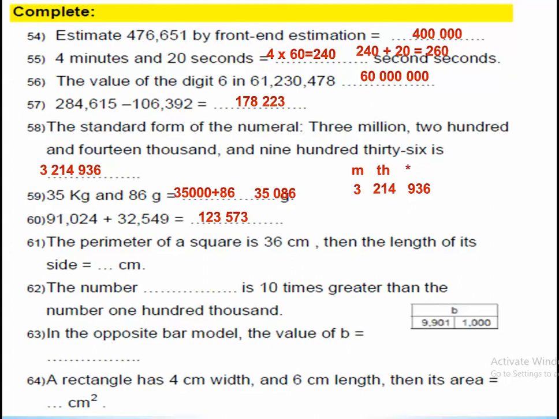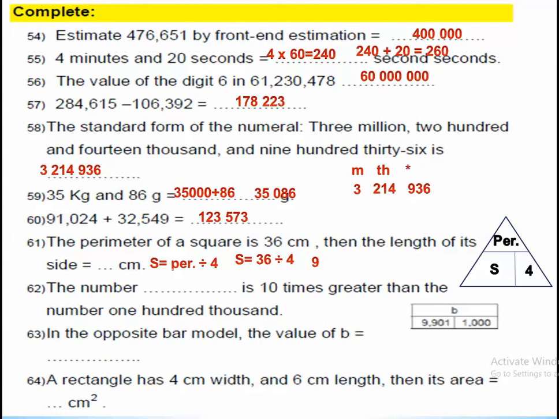The perimeter of a square is 36 centimeters and the length of its side? We know that to get the side from the perimeter of a square, divide by 4. Okay, we know that the magic triangle: perimeter equals side times 4. If I want to calculate the side, hide the side. So we have perimeter divided by 4 equals 36 divided by 4 equals 9 centimeters.